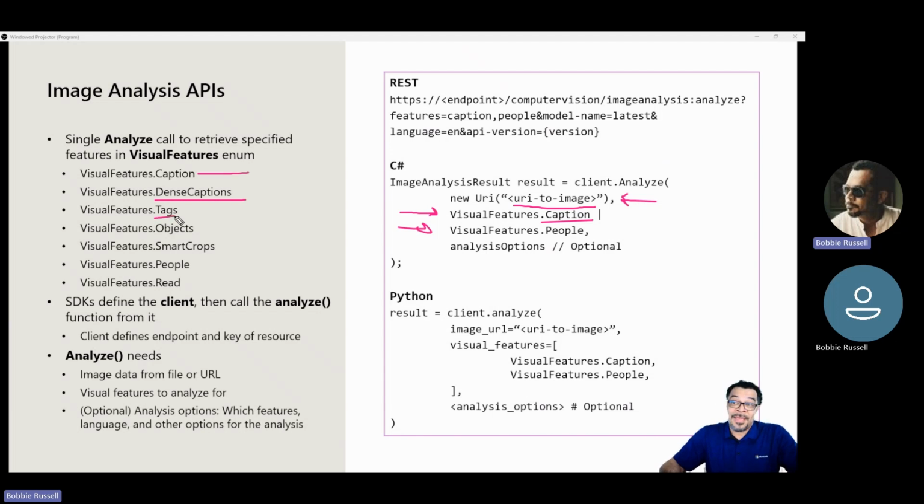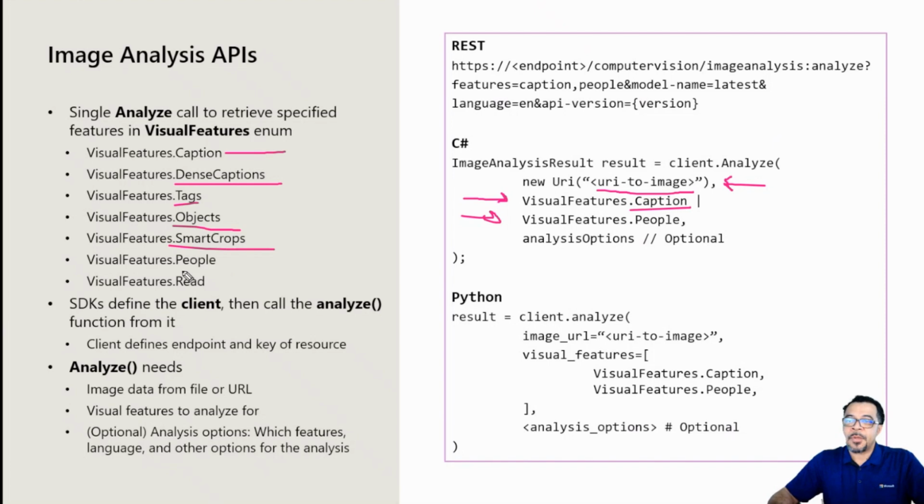We can add tags if we need to. We can detect objects within there. We can create smart crops or a smaller thumbnail of the image. We can identify people as well as read text or any information from the image itself. So those are all of our visual feature options. And of course, you can always refer back to our SDKs for that information. And any additional analysis options that you want, you can select those also.